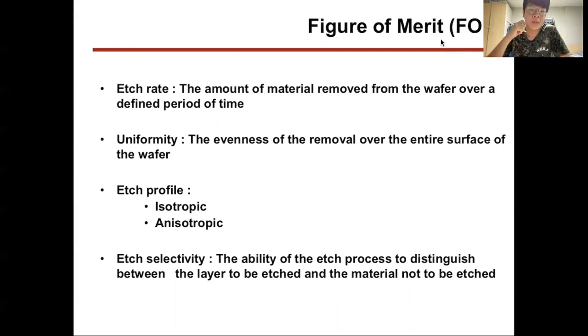And third, the etch profile. There are two types of etch profile: first, isotropic, and anisotropic. And lastly, the etch selectivity. The etch selectivity means how much we can etch certain molecules. Like if we want to etch only silicon dioxide, not silicon or something else.